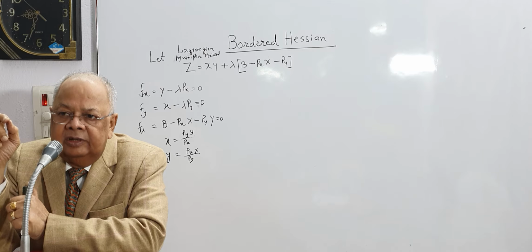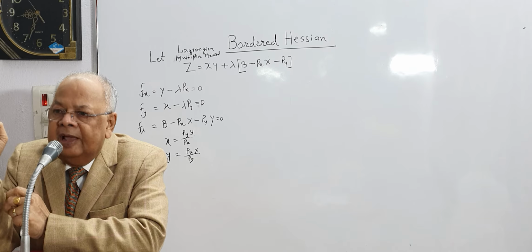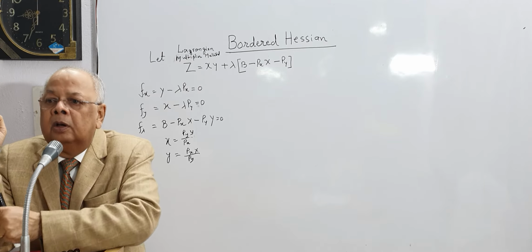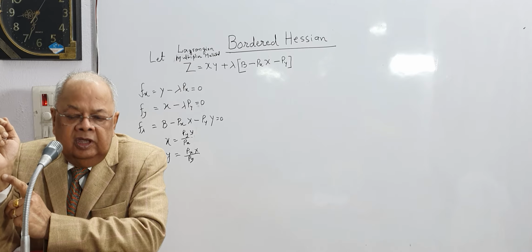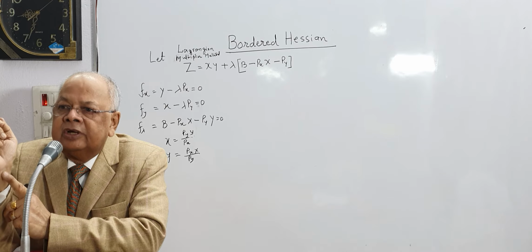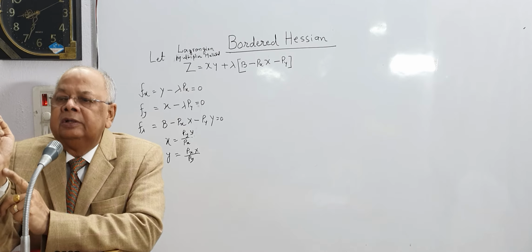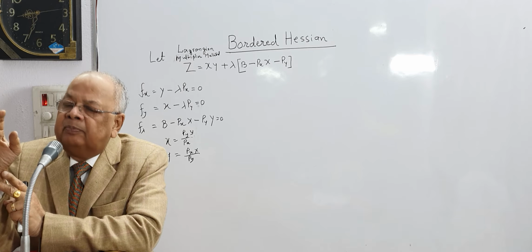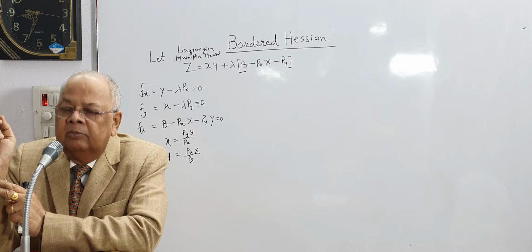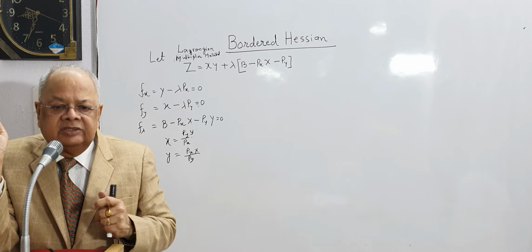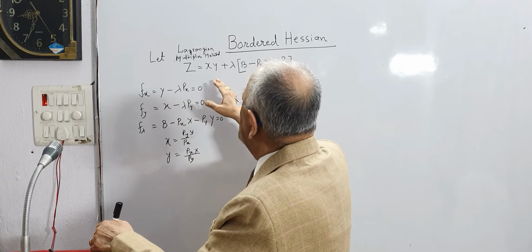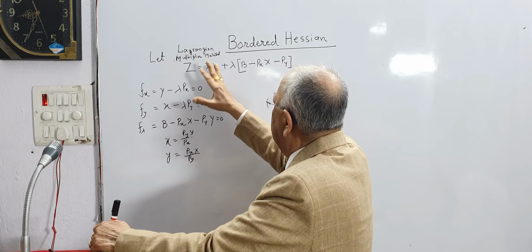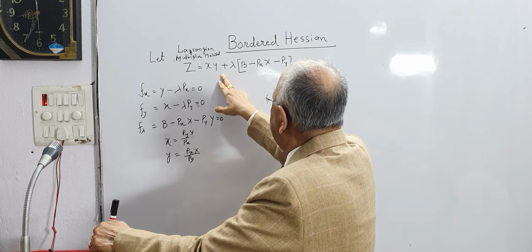where we had examined the Lagrangian multiplier method to find out the first order condition, FOC. First order condition: the partial derivative must be equal to 0. The example we have already solved. Lagrangian multiplier method was used on the utility function subject to the budget constraint.